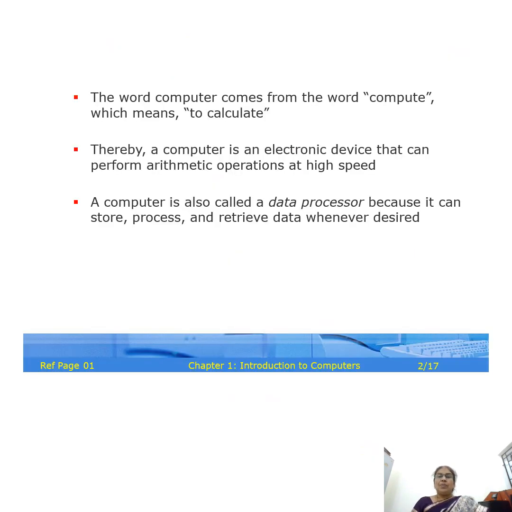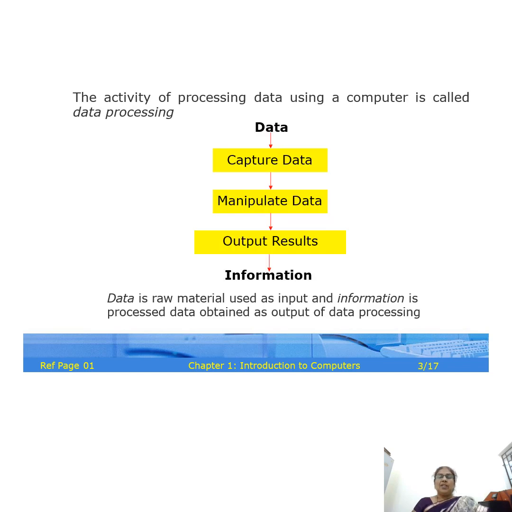The word computer comes from the Latin word compute, which means to calculate. So a computer is an electronic device that can perform arithmetic operations at a high speed. A computer is also a data processor because it can store, process and retrieve data whenever desired. The activity of processing data using a computer is called data processing.